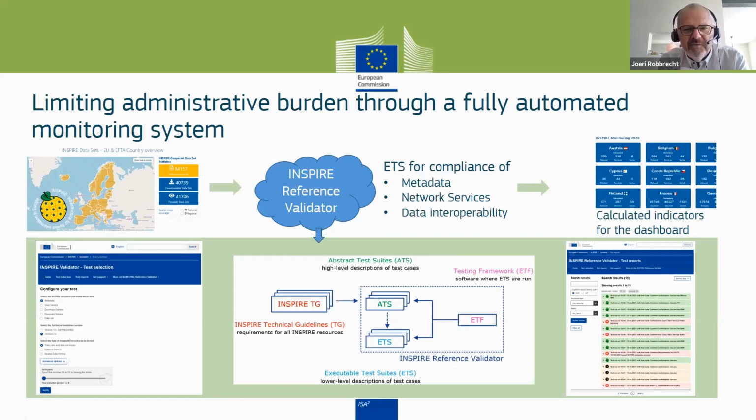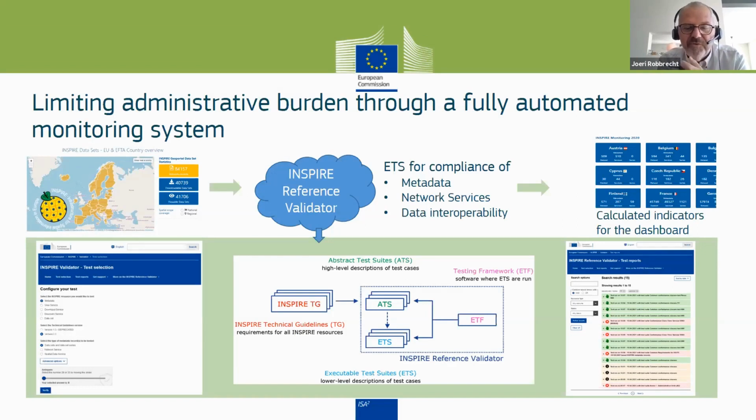Last year, the Inspire reference validator allowed us to measure the compliance of more than 250,000 datasets and services that were harvested from 35 data catalogs in 32 countries. Now, 32 countries that included member states and countries from the European Economic Area. And then it also allowed us to calculate the relevant indicators, so the 19 relevant indicators after we changed the reporting decision, for publishing directly in the monitoring and reporting dashboard.